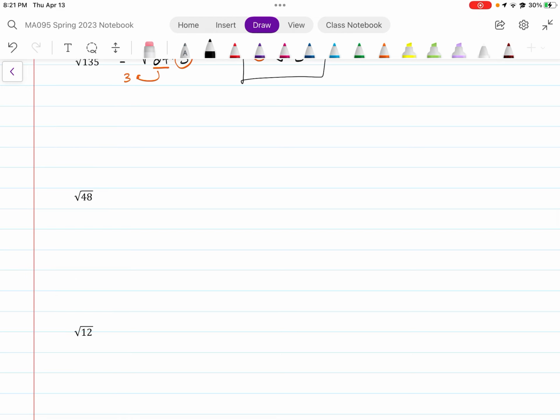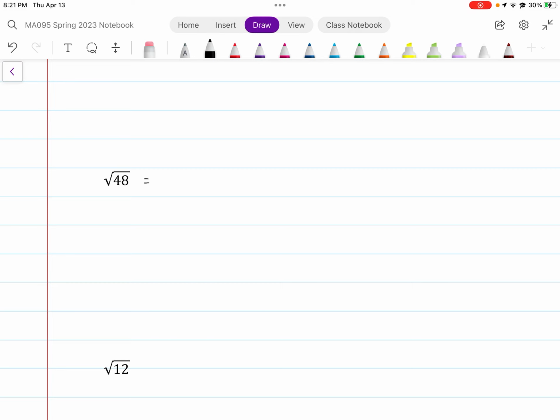All right, so 48. If you try a few things, I always try the perfect squares. I mean, perfect square is 4, and the next one is 9. 9 doesn't go into it. 16. 16 goes into it. And 4 goes into it too, but get bigger if you can. So I get 16 times 3. So the square root of 16 is going to come out and be a 4. So the 4 comes out front, and that is times the square root of 3.